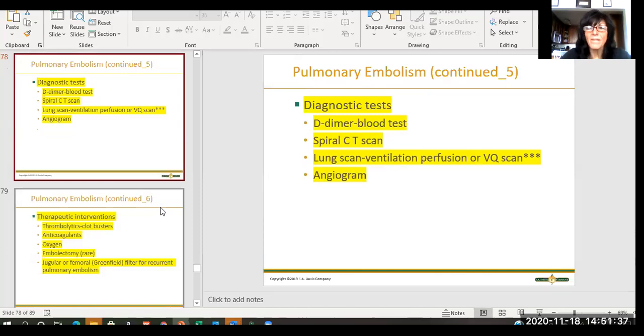Diagnostic tests. D-dimer, CT scan, a spiral CT scan, angiogram. Here's the one you need to know. See the stars? A lung scan, which is also called a ventilation perfusion scan or a VQ scan. All mean the same thing. That is the test of choice to diagnose pulmonary emboli. Ventilation perfusion scan, VQ scan is what it's called. Know that.